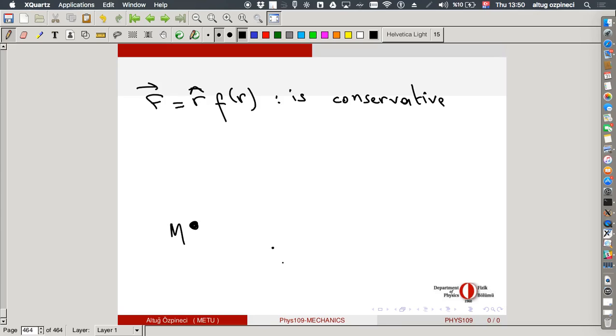So we will first prove that this is conservative, and whatever the value of this small f is, whatever this function is, this is always conservative. And if this is conservative, then gravity, which is a special case of a force field of this form, will also be conservative.